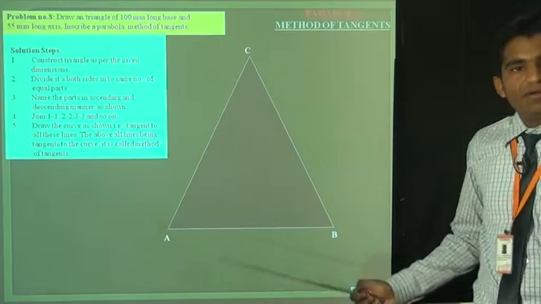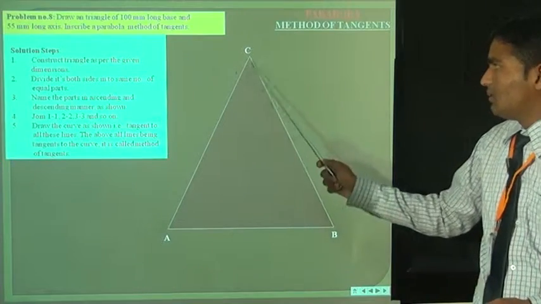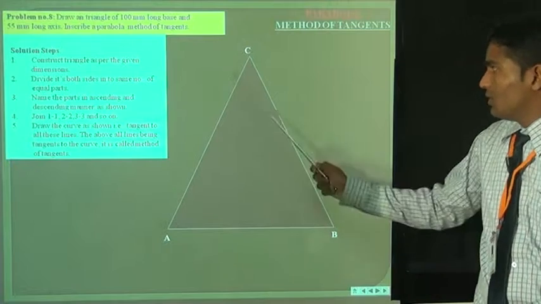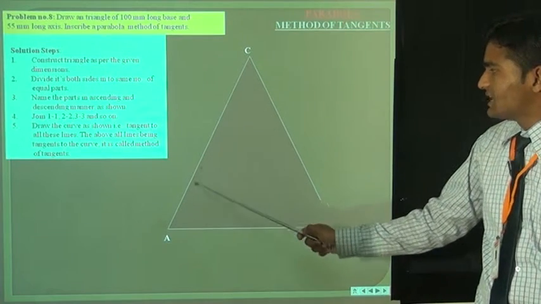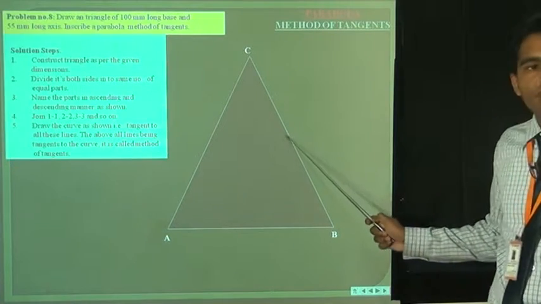Now our next step is to divide the slant edges of the triangle into equal parts. So first of all, divide this edge into equal parts and again this edge into equal parts.